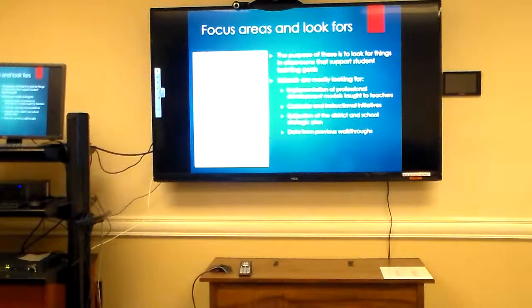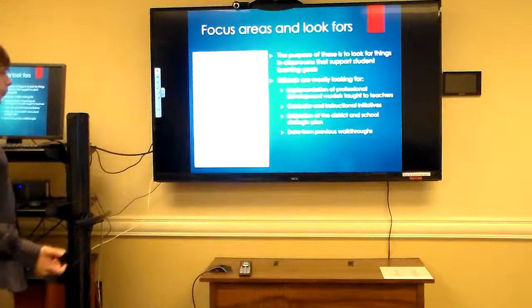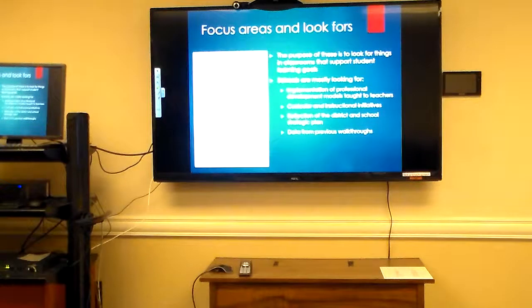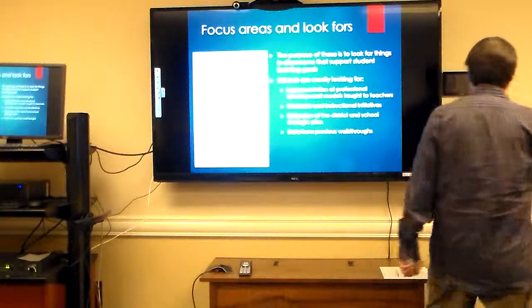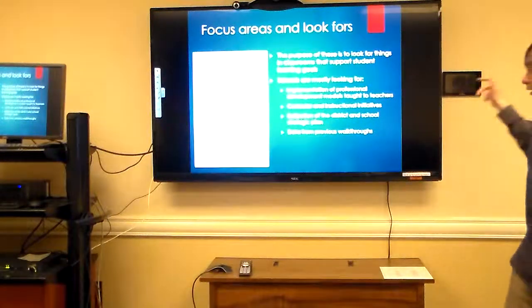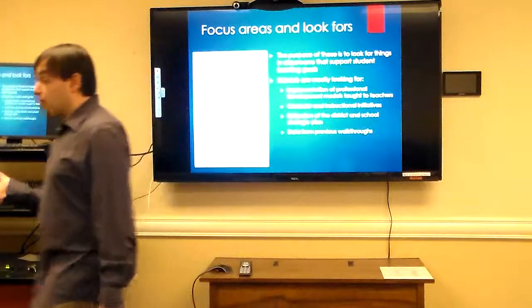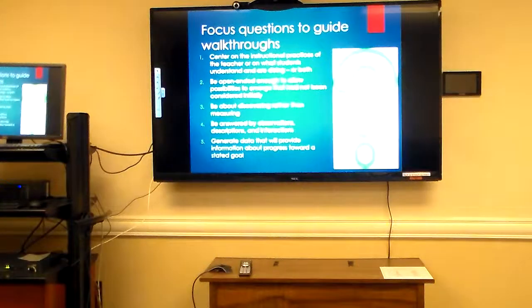So then we have this notion of focus areas and look-fors, because if we're doing anything, in order for us to do it, we have to know specifically what we're looking for. So schools are looking for implementation of professional development models. Is what was being taught to teachers actually being done in my classroom? Once again, I think that's another one that's easier said than done. If there are curricular and instructional initiatives that are going on, if the district and school strategic plan is somewhat being worked into the class, if there are supposed to be objectives written according to the Common Core standards on the wall before every lesson, that's written, that's clear, and any data that was provided to teachers from previous walkthroughs that at least it was reflected upon as well.